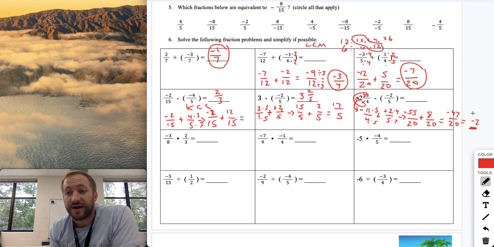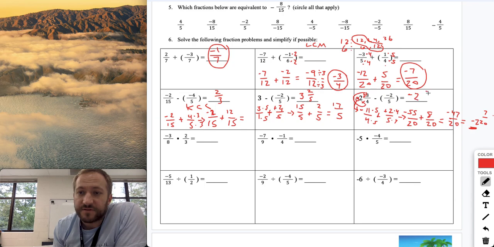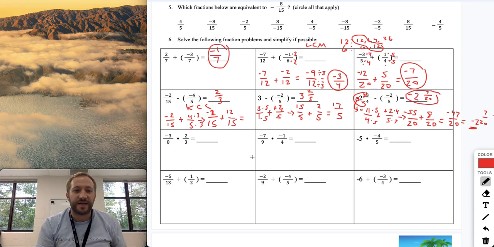So, negative 2, I got 7 left over. And I keep the denominator of 20 the same. I'm going to rewrite it for clarity. Negative 2 and 7 over 20ths. That's what we get as our final answer. Look at the next one.